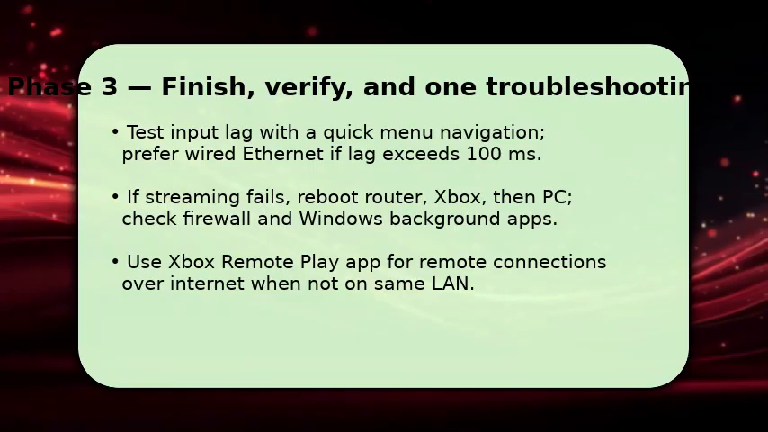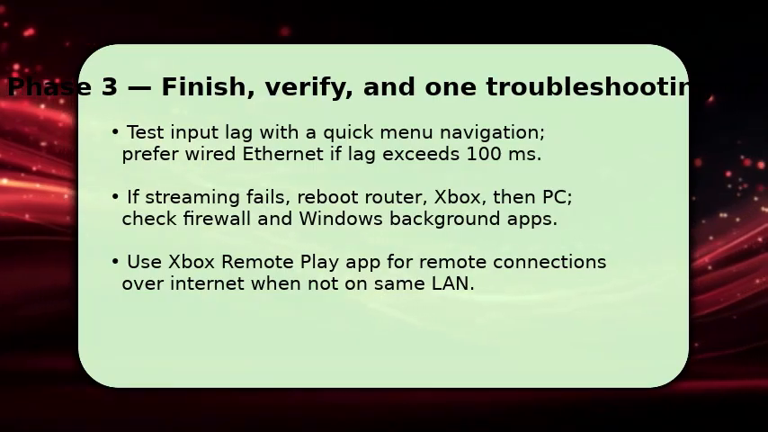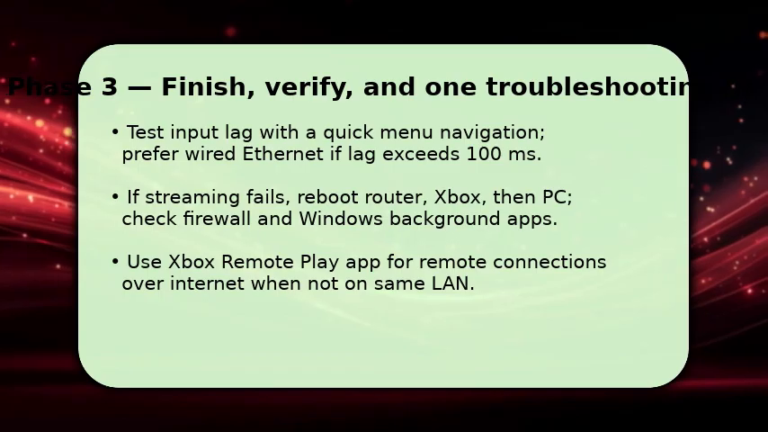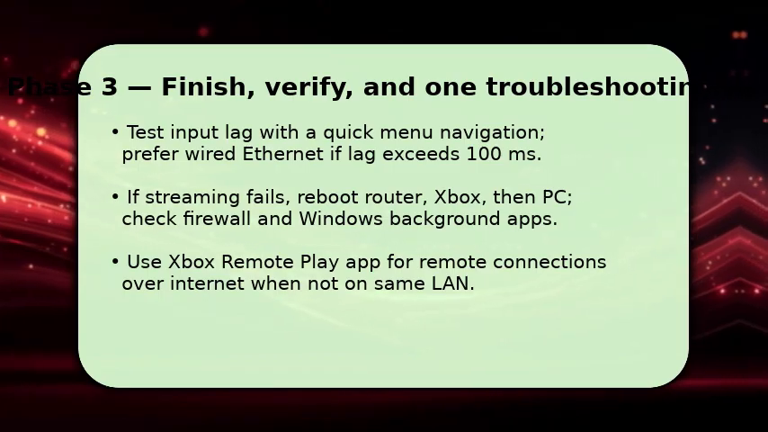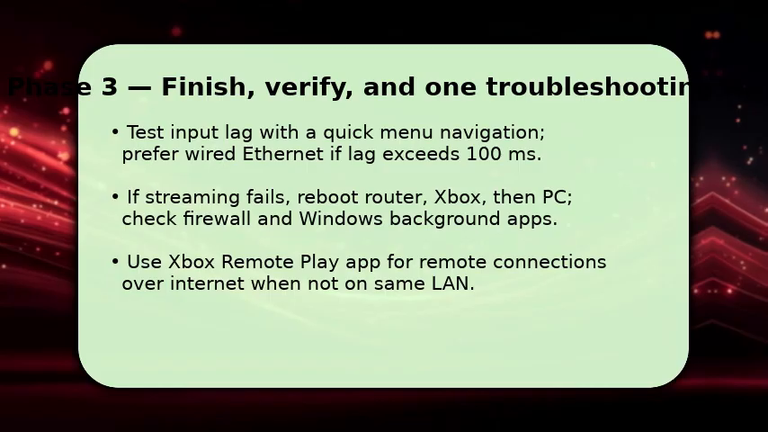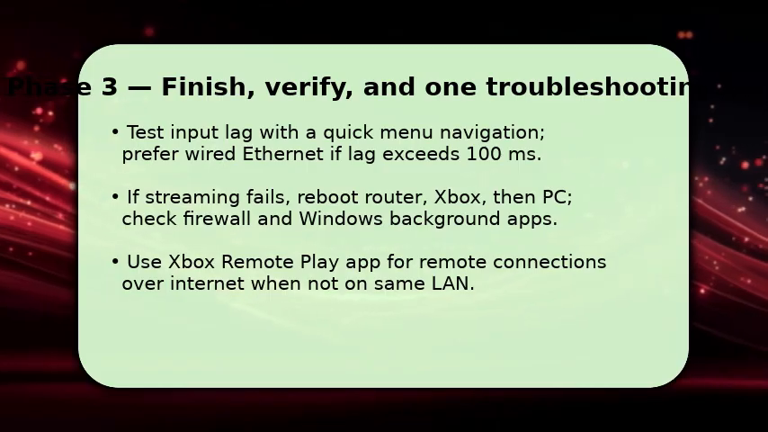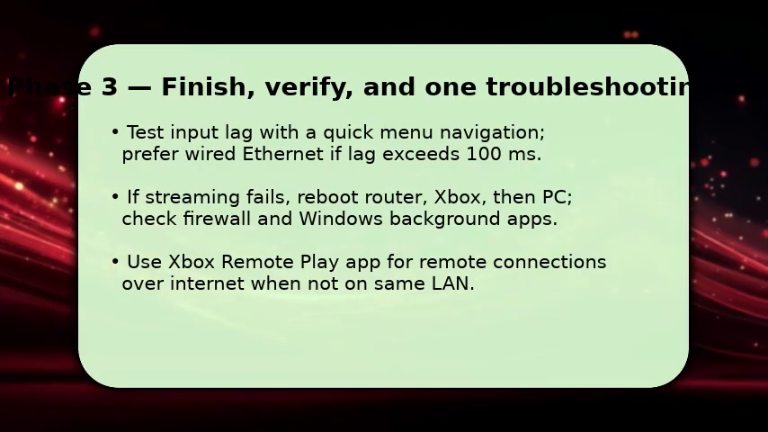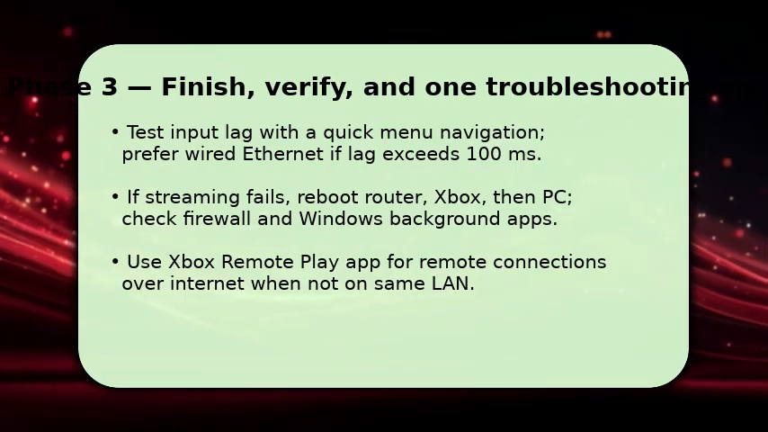To finish, confirm controls and latency by navigating fast menus. If input lag is noticeable, switch to wired Ethernet and lower stream resolution. If the app can't find the console, reboot router, Xbox, and PC in that order. Also check Windows firewall rules and close heavy background uploads.